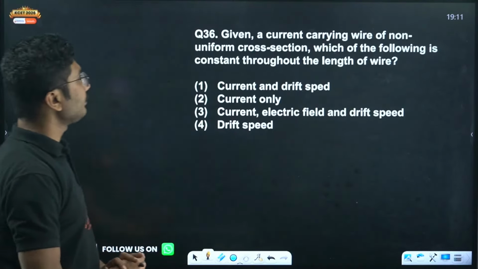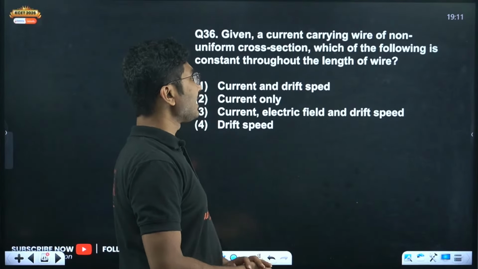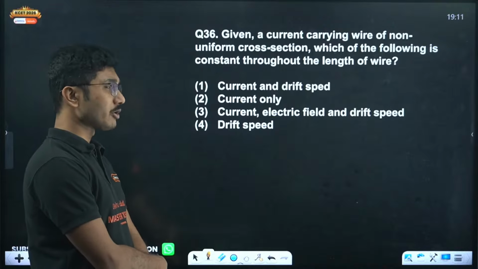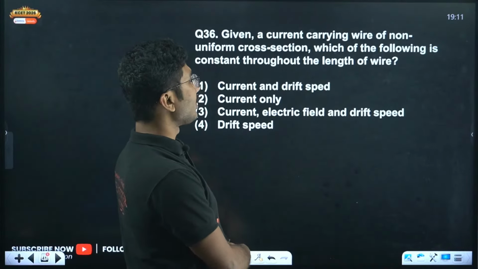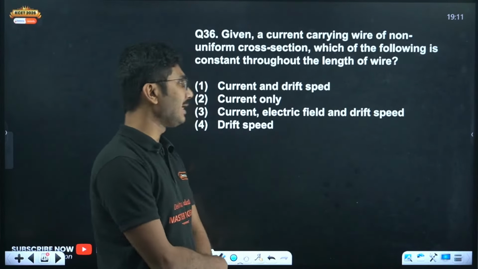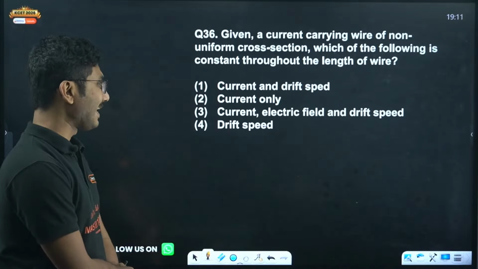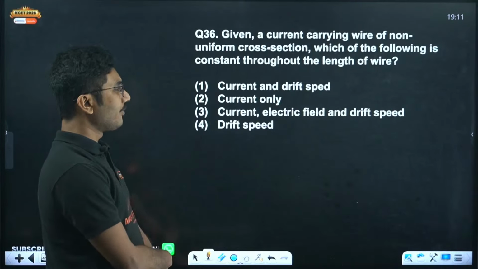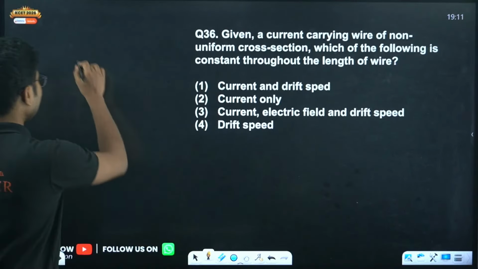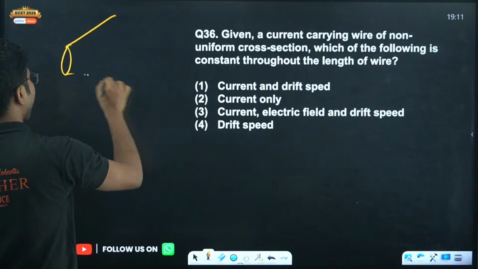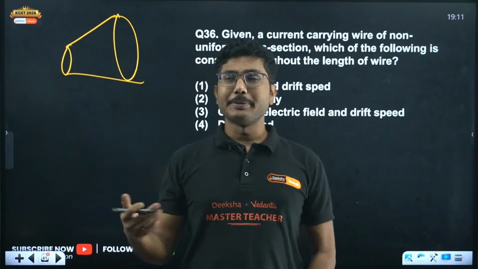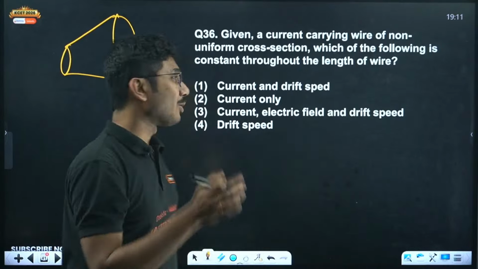Now next question. Given a current carrying wire of non-uniform cross section, which of the following is constant throughout the length of the wire? Current and drift speed, current only, current, electric field and drift speed, or drift speed. So if the wire is non-uniform, obviously drift speed changes. Drift speed depends on the surface area, but what remains constant?